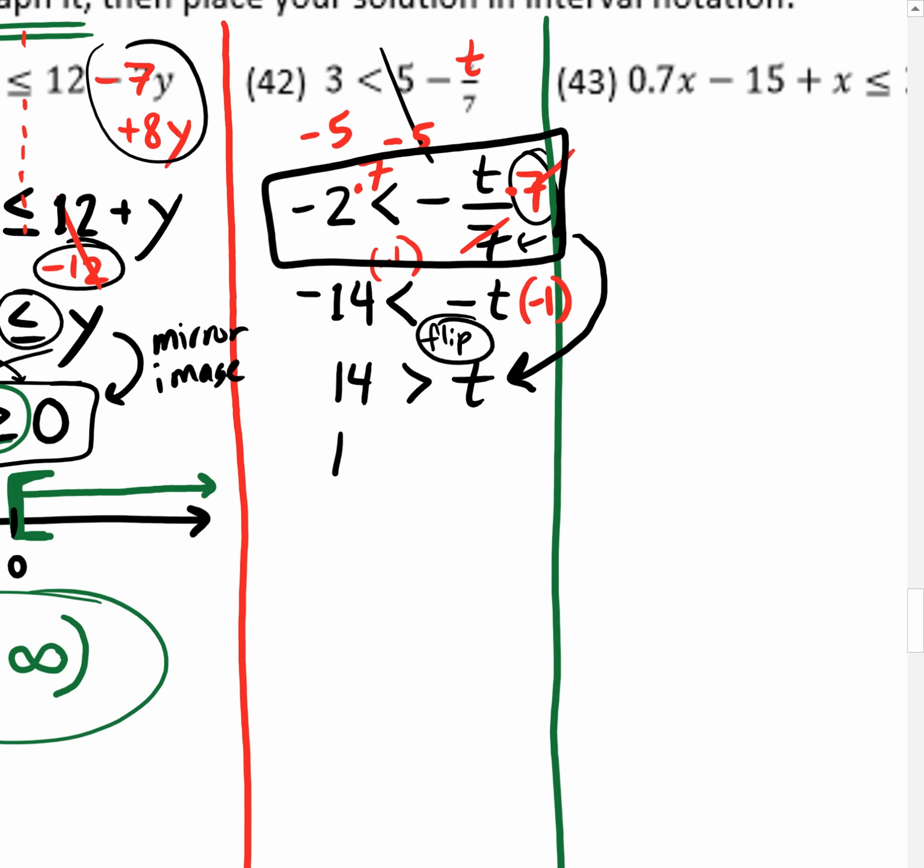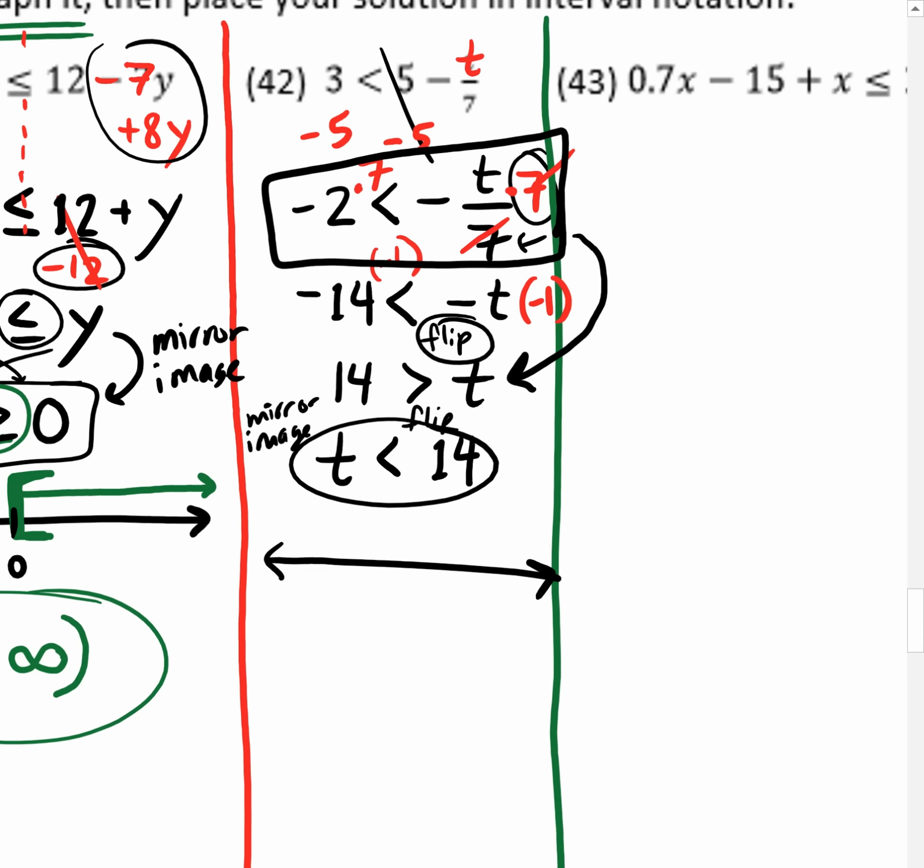But remember on these you want your variable on the left, so I'm going to switch the t and the 14, but that means that I better flip the inequality backwards. Because remember, it's the mirror image when you flip the two. There it is, okay, t less than 14, alright, number line.